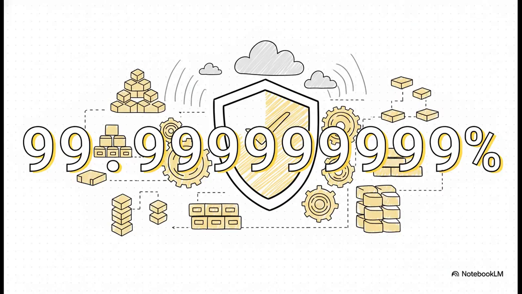And since we're talking about keeping data safe, it's worth just pausing on this number for a second. S3 is designed for 11 nines of durability. What that means is if you stored 10,000 files in S3, you could expect to lose maybe one of them every 10 million years. This is the bedrock that all resilient data strategies are built on.